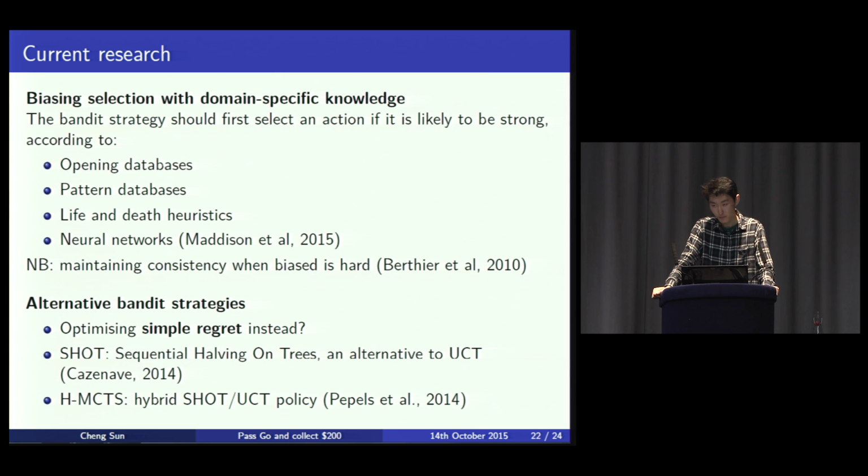A strategy which optimizes simple regret is sequential halving. When applied to Monte Carlo Tree Search, it's called SHOT, and that can be used as an alternative to UCT or as a hybrid policy with UCT. The interesting thing about bandit strategies is that there was a proof that any bandit strategy which is optimal with regard to cumulative regret cannot be optimal with regard to simple regret, and vice versa. So it's quite surprising, and we need empirical testing to see which approach is right for Go.